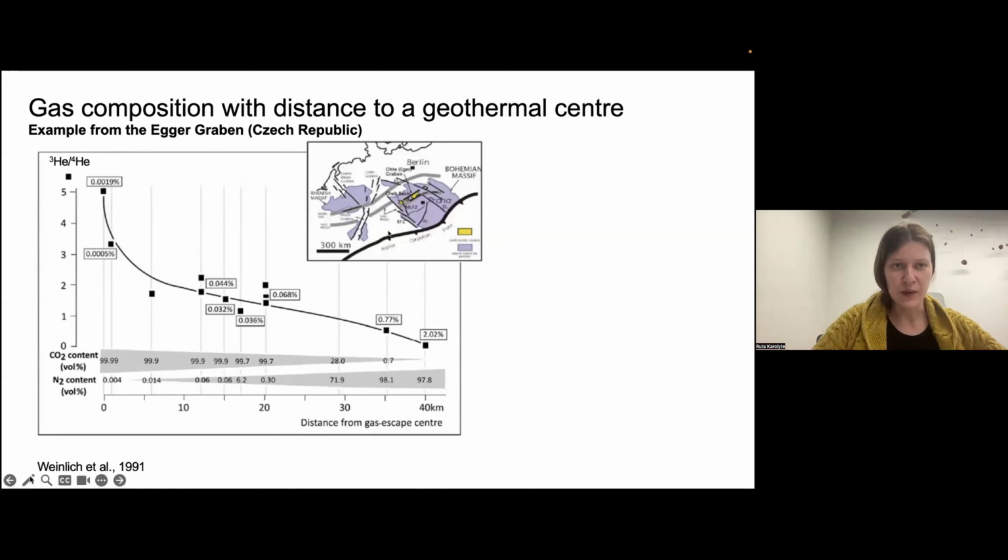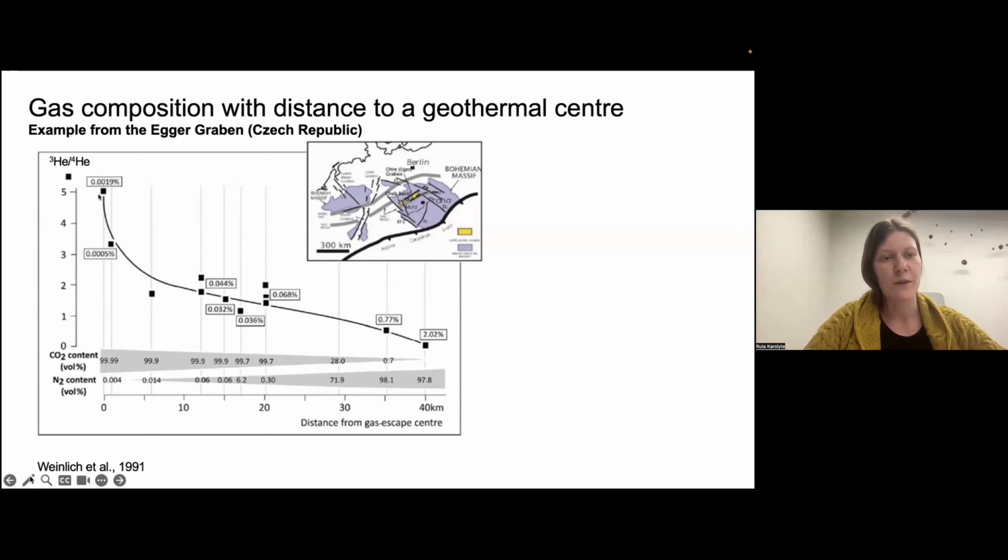So here we have this graben, and the composition of fluids is shown relative to the distance from the fault. Right at the fault, we see really high helium-3/helium-4 ratios that indicate a mantle source. The gases are mostly composed of CO2, and there's very little nitrogen in them. That is because CO2 mostly comes from the mantle, and nitrogen is a crustal gas.